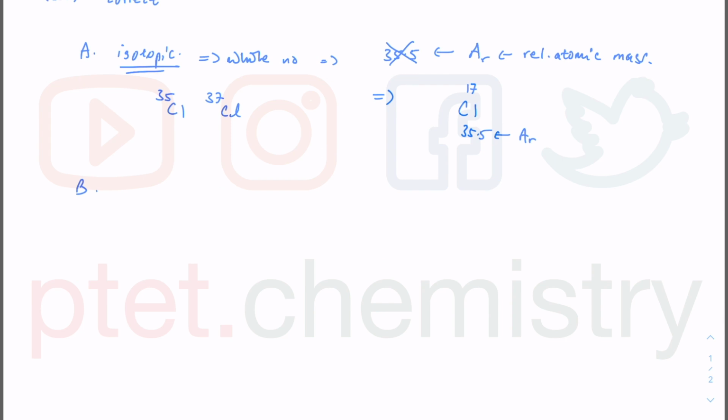Now they're saying relative molecular mass. Relative molecular mass in shorthand form is just Mr. Mr of Cl2, we just get it from the sum of the relative atomic masses, so 35.5 times 2, which is 71, so it's not 70, so B again is wrong.